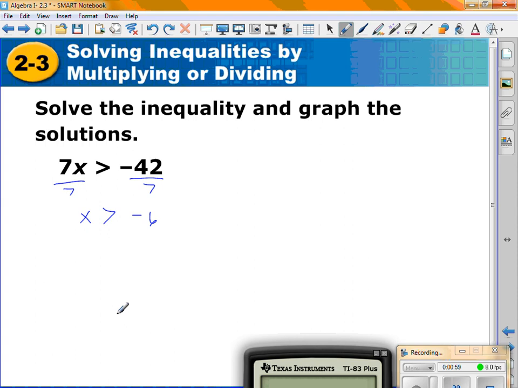So to check my answer, or to graph my answer, I'll just use my graph. I'm going to use negative 6. Is it an open or closed dot? Open. Why is this one an open dot? Because it's not equal to. Does it graph to the left or the right? Why does it graph to the right? Because it's greater than.